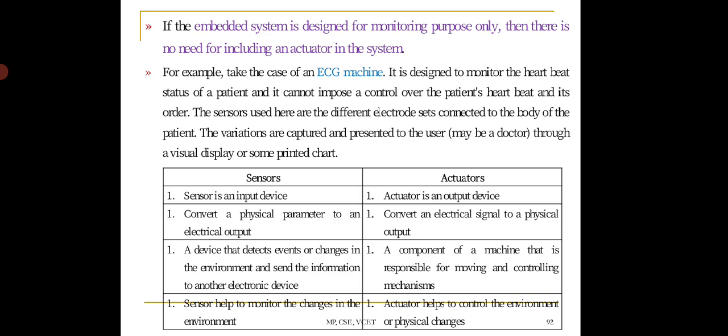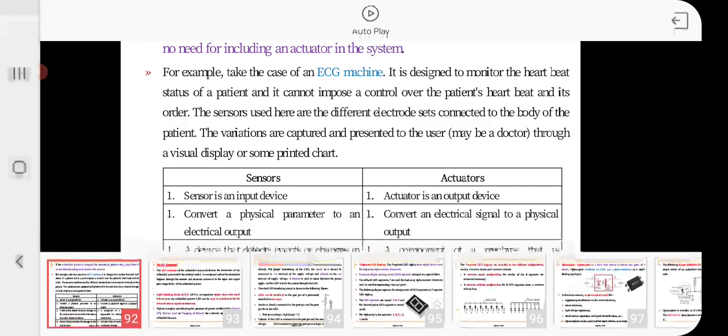So we can see the difference between sensors and actuators. A sensor is an input device, an actuator is an output device. Sensors convert a physical parameter to an electrical output, whereas actuators convert an electrical signal to physical output. A sensor is a device that detects an event or changes in the environment and sends the information to another electronic device. An actuator is a component of a machine that is responsible for moving or controlling mechanisms. Sensors help to monitor the changes in the environment, whereas actuators help to control the environment or physical changes.